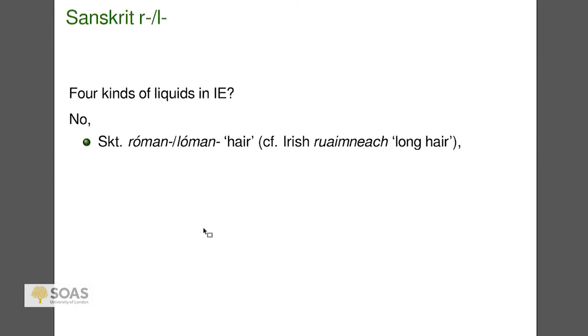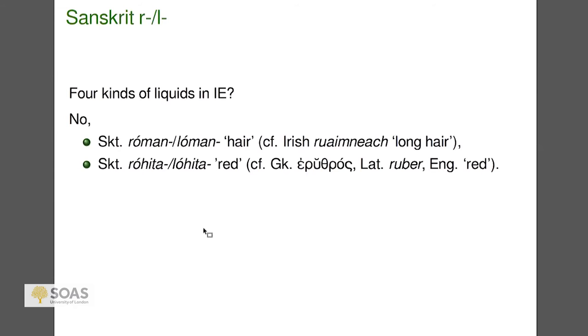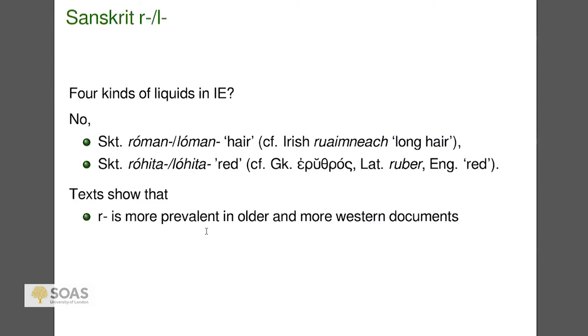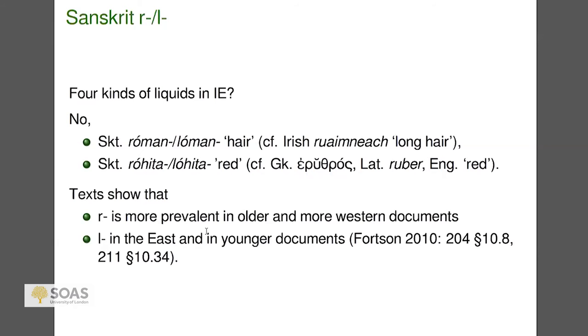For one thing, often Sanskrit itself has internal variation, like hair, you have both Roman and Loman in Sanskrit, where external comparisons suggest R. And another example is Rohita versus Lohita, meaning red. But also, if you do your philology, in those cases where both R and L are options in Sanskrit, R is more prevalent in older texts and more Western texts. And L is more prevalent in the East and in younger documents.